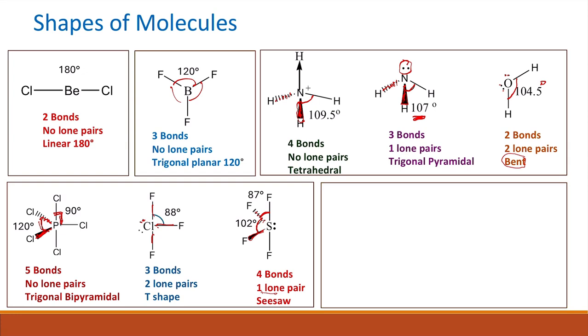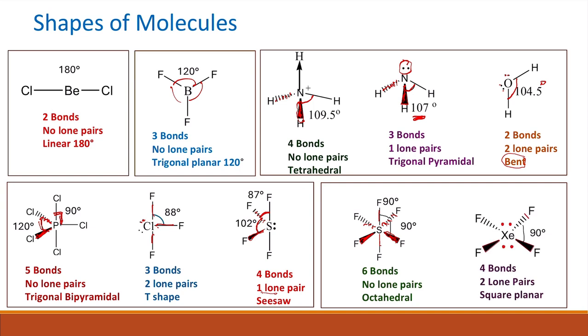The last one is having six electron pairs, and we have two possibilities. The first one having six bonds with no lone pair, then the shape is called octahedral, and all the bond angles here are 90 degrees. When you draw this shape, two bonds are going to be the line bonds, two bonds are going to be the wedged ones, and two bonds are going to be the broken lines.